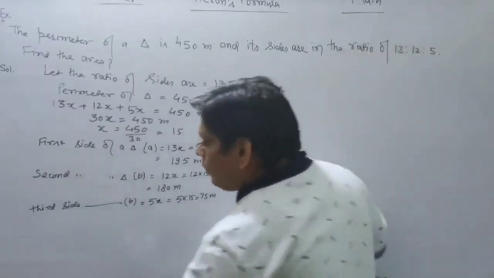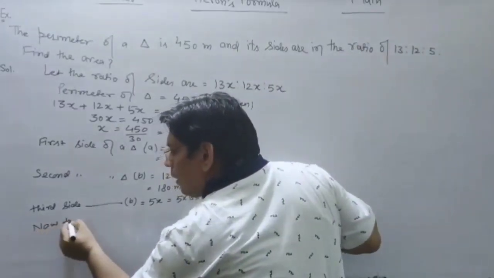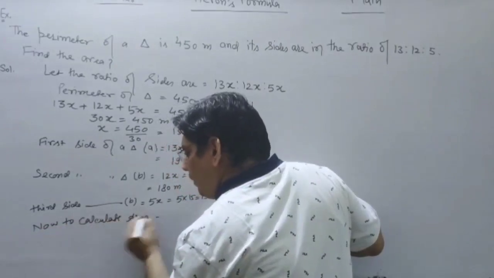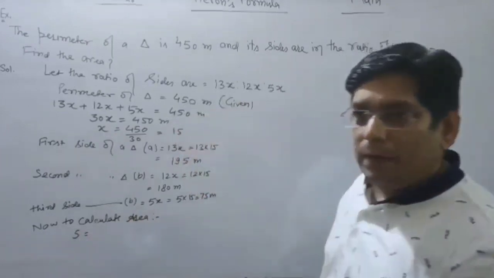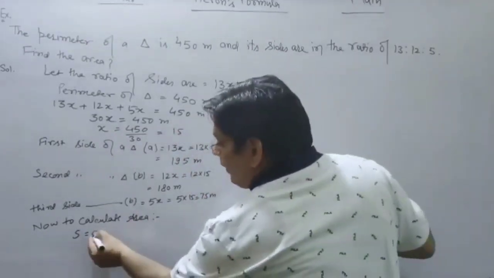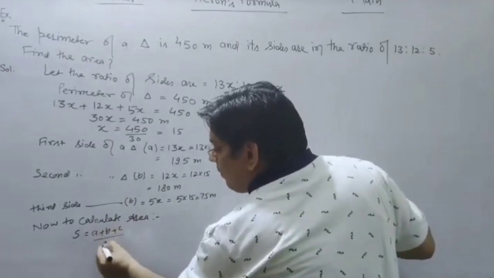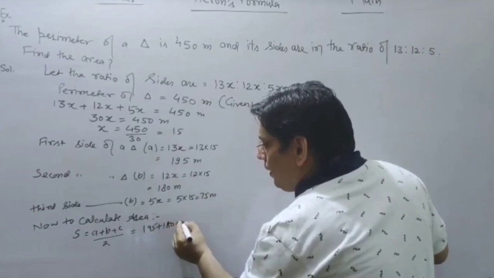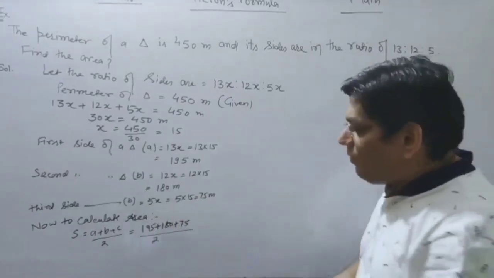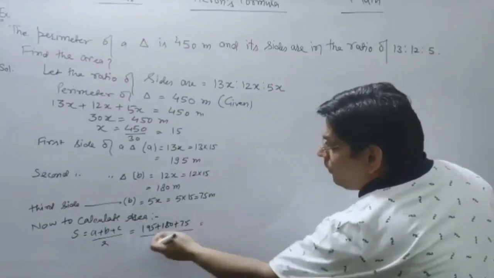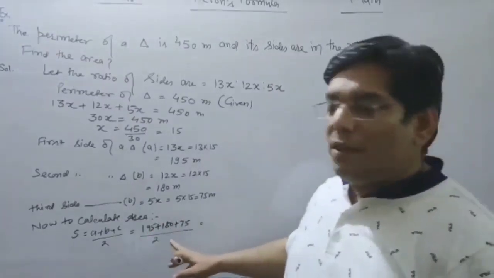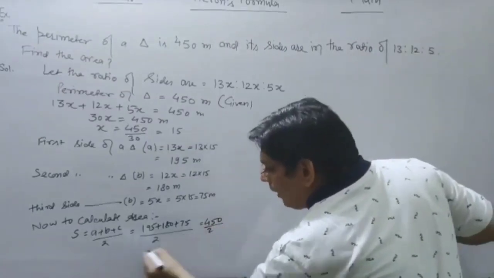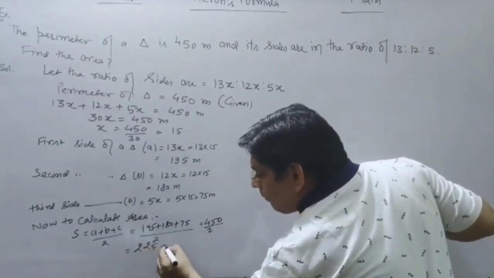Now to calculate the area, first of all we have to calculate s, that means semi-perimeter, which is known as a plus b plus c divided by 2. a means 195, 180 and 75. So 195 plus 180 plus 75 divided by 2 means 450 divided by 2, that will be 225 meters.